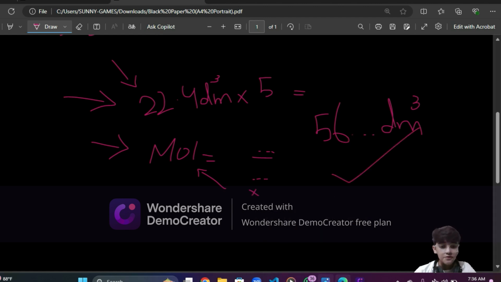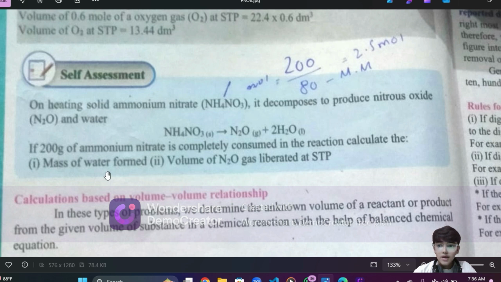We just solved both parts of it. At first, it asked us about the mass of water formed. It was 2.5, you can say 2.5 multiplied by 2, that gave us 5. It was 5, 90 gram, you can say, if I apply the whole formula again. And this was 56 dm cube.